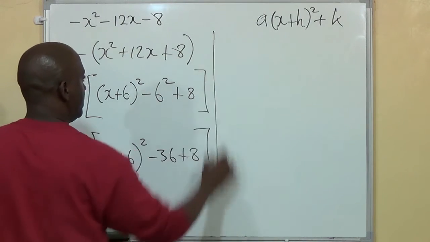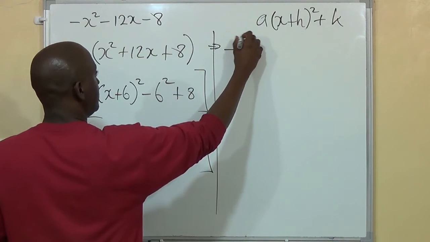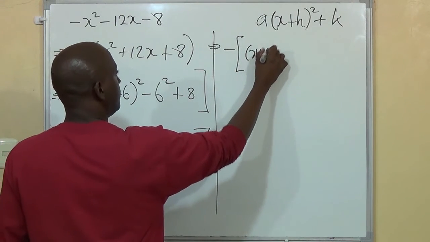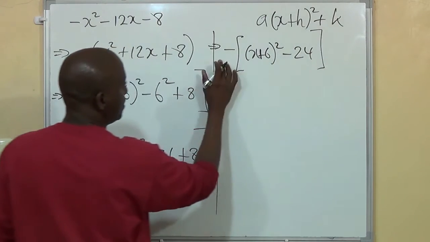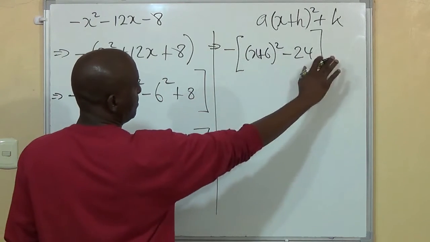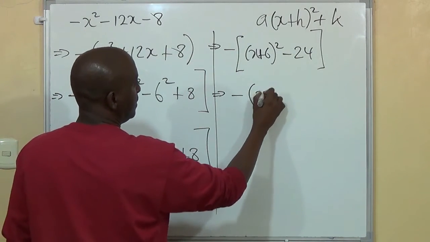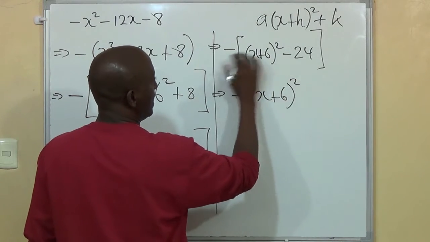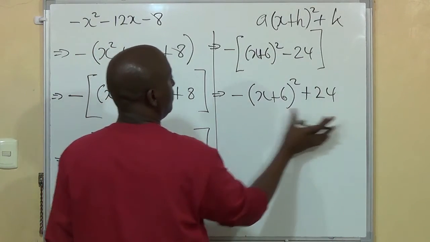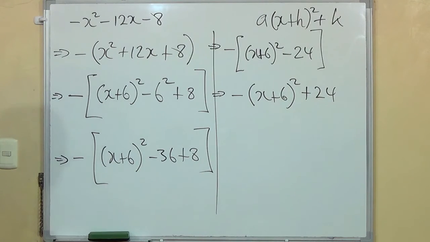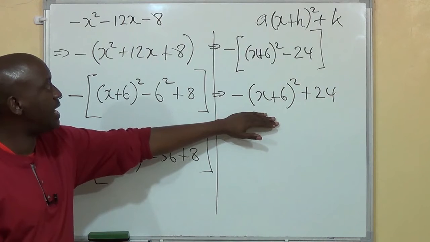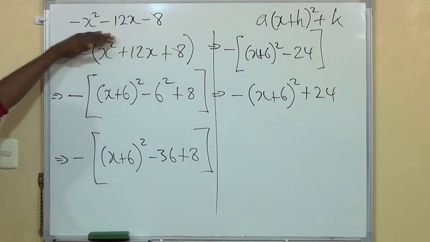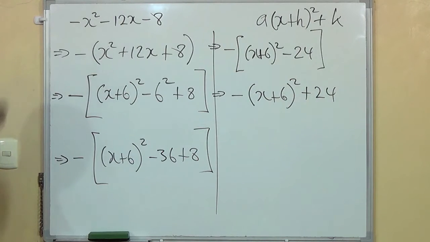So the next line here would be minus into x plus 6 all squared minus 24, which now allows us to multiply everything here by -1 to give us minus into x plus 6 squared minus by minus is plus 24, and that is the final answer. Alright, so we're going to take the liberty now of working backwards from this particular answer to see if we get back what we had at the start here.